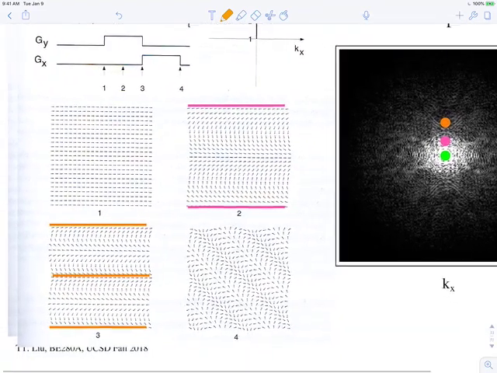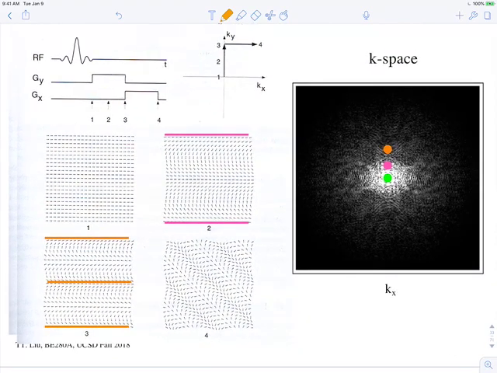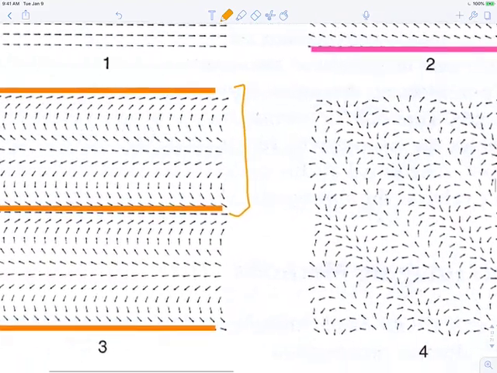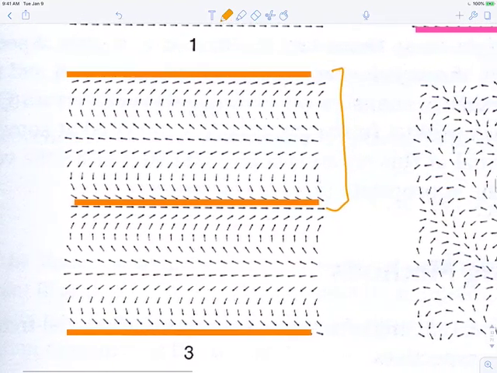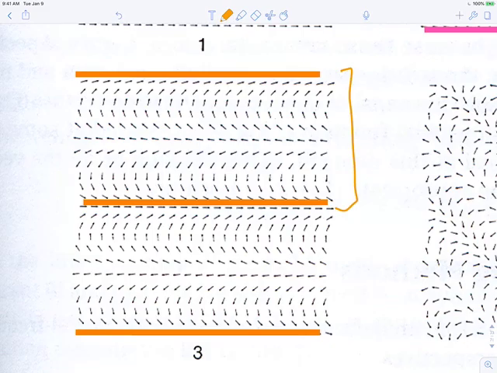And now let's say we wait to time three. So we have this full gradient accumulated. So we've moved out farther in K-space. So now we're out here in K-space, in KY. And now you sort of see the period is half the period. So it's double the spatial frequency. So if we zoom in on that, you can sort of see that repetition of the spatial pattern.